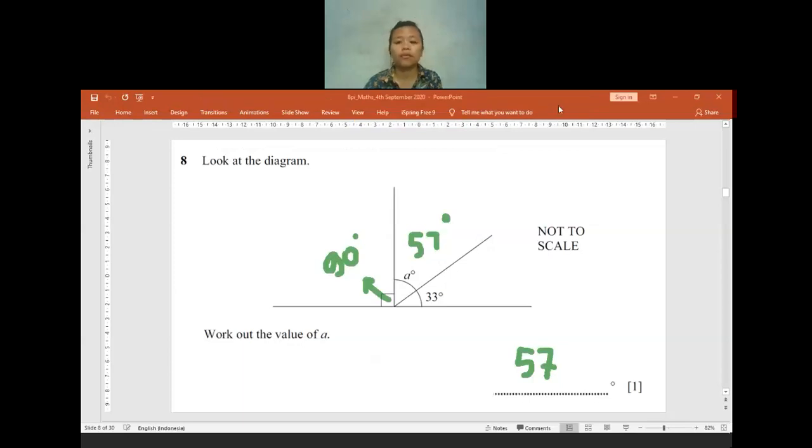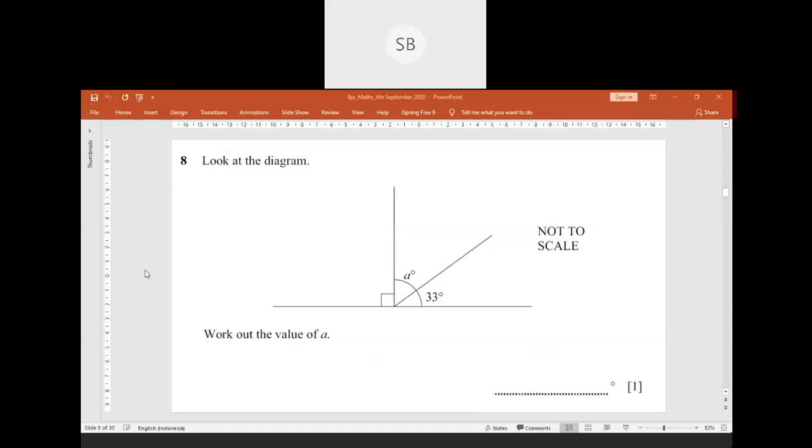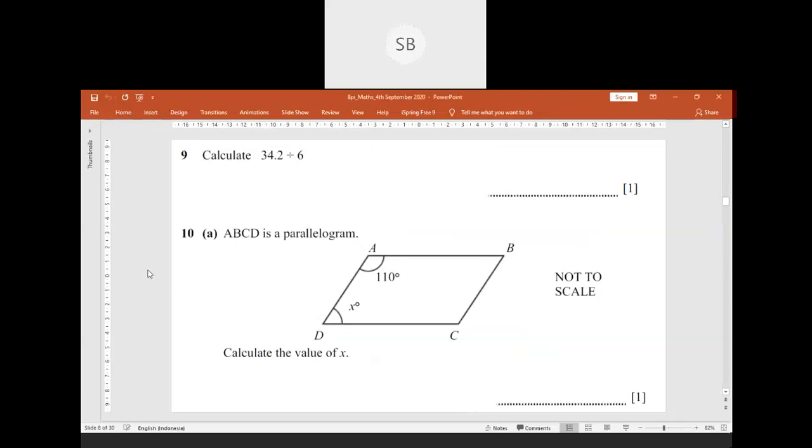If no one has a question, I will move to question 9. Wait, look, question 8, teacher. Is it already at question 9? Okay then. The answer is 5.7. We have 34.2 and we need to divide it by 6. The correct answer is 5.7.